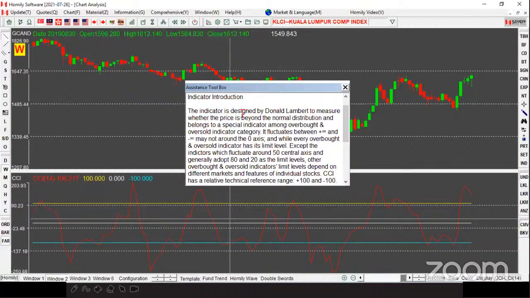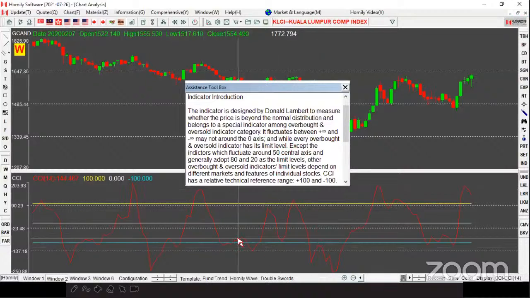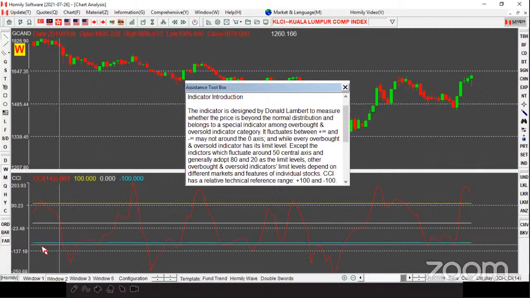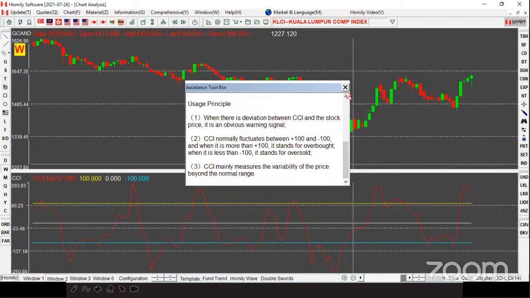We can see the indicator was designed by Donald Lambert to measure whether the price is beyond the normal distribution, and belongs to a special indicator among the overbought and oversold indicator category. So it also belongs to the so-called oscillator, right? Normally we see the limitation for the blue line is minus 100 and this one is 100, and the central axis is 0. Okay, so this is the CCI.